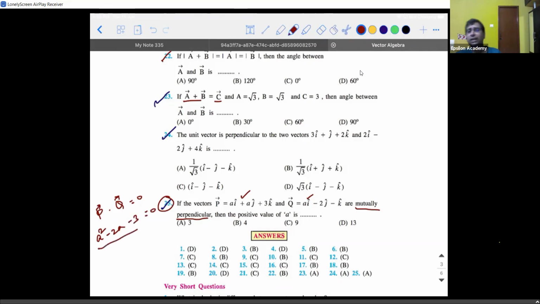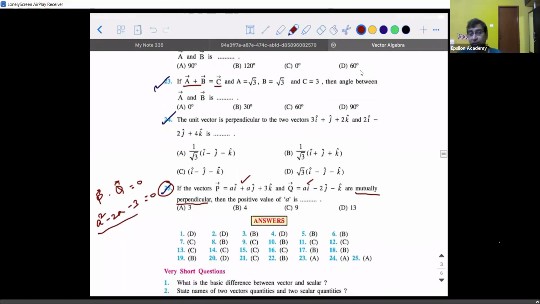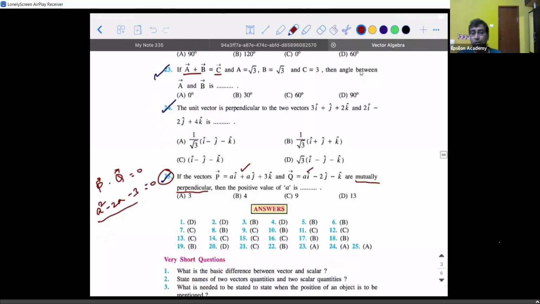So you got a quadratic equation to solve. That is the reason the question is very clear. They asked for the positive value of A. So A minus 3 into A plus 1 is 0. So A is equal to 3 or minus 1. You have an option. The answer is 3. It is a very simple problem, right?